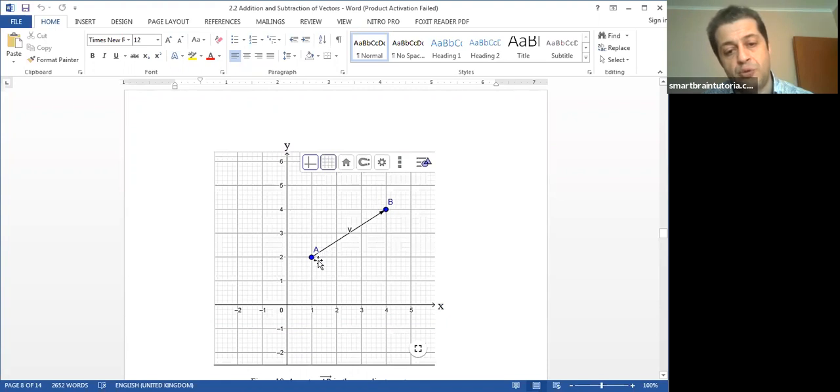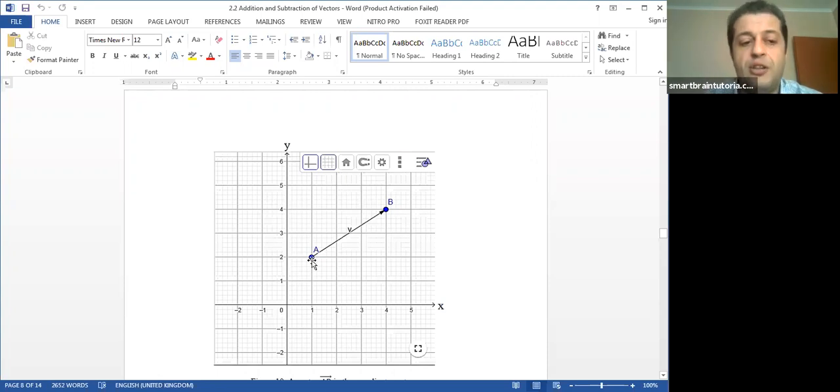If we want to obtain the shift in the horizontal position, we must subtract the x coordinate of A from the x coordinate of B. 4 minus 1 here, it is 3. So the point B is shifted 3 units to the right of the point A, we say. And about the vertical shift, we take the y coordinates of B and A, and we subtract them to obtain the vertical shift. So 4 minus 2, it is 2.